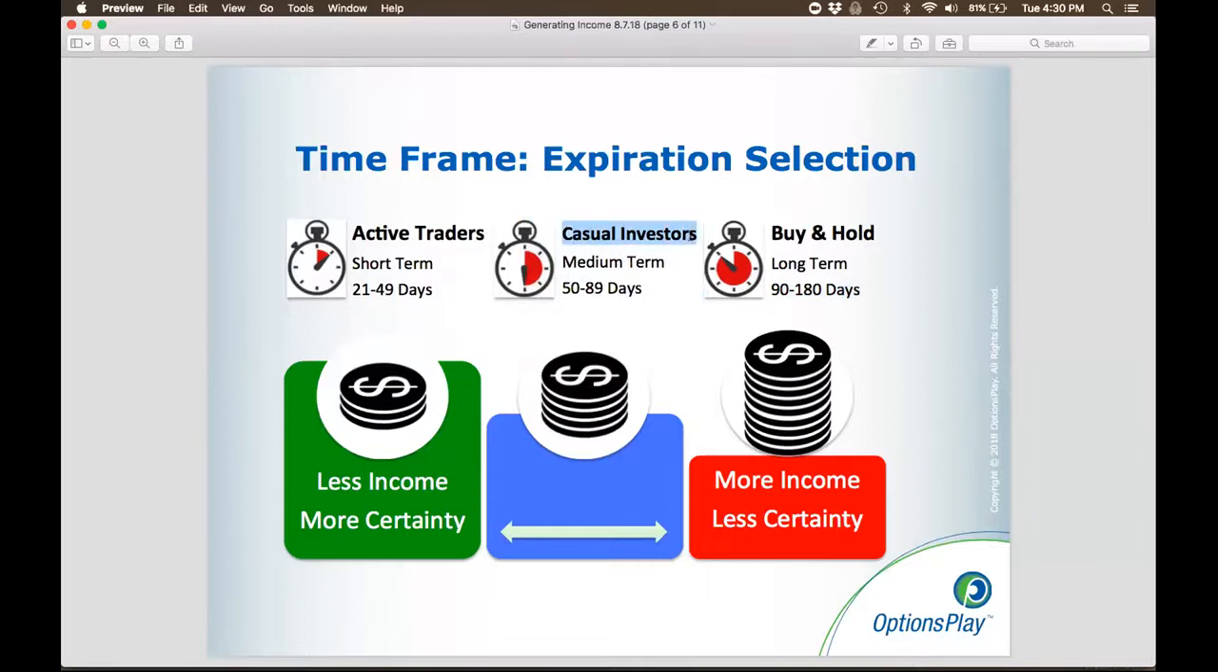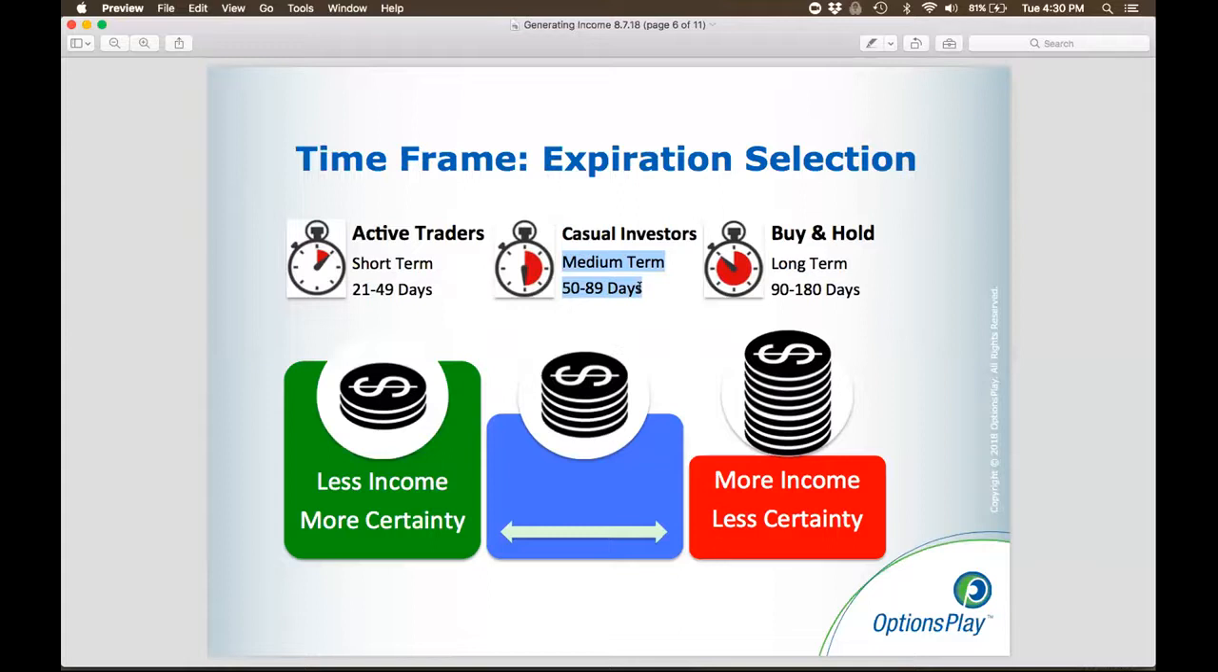You may not have the time to look at your account necessarily every single day, but you might look at it every few days or at least once a week. Then you're looking at perhaps medium-term expirations, anywhere from 50 to 89 days out. So this is usually 1.5 to 3 months out. Those are the type of expiration cycles that you would be looking for.